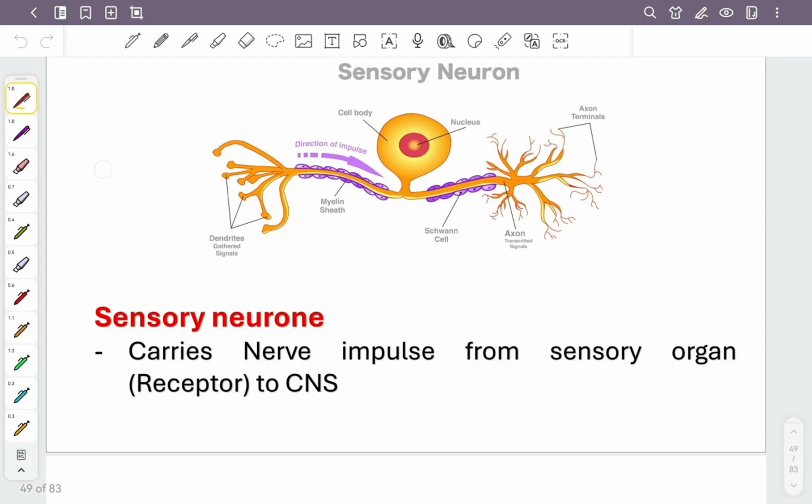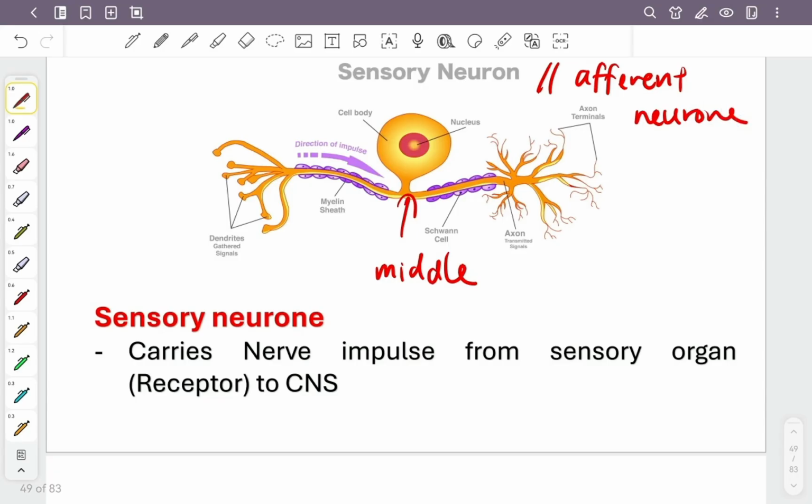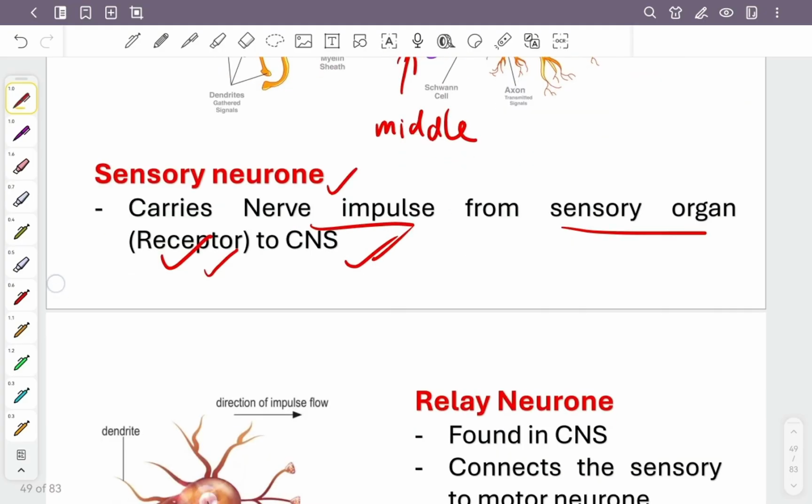So here, what is the use of sensory neuron? Once again, it's located at the middle. If it's in the middle, it is the sensory neuron or efferent neuron. So the sensory neuron's function is to carry nerve impulses from the sensory organ, which is the receptor, to the central nervous system. It's as simple as this. It is the neuron at the receptor, which carries the nerve impulse from the receptor to the CNS.